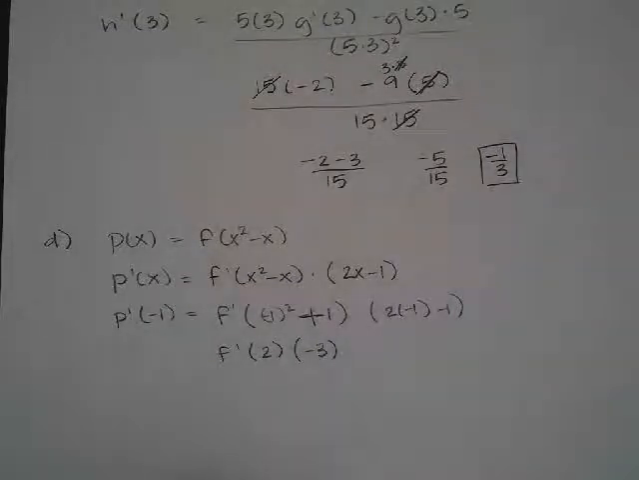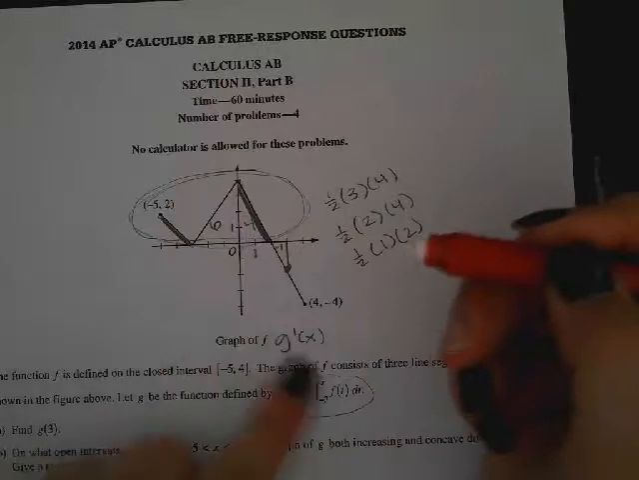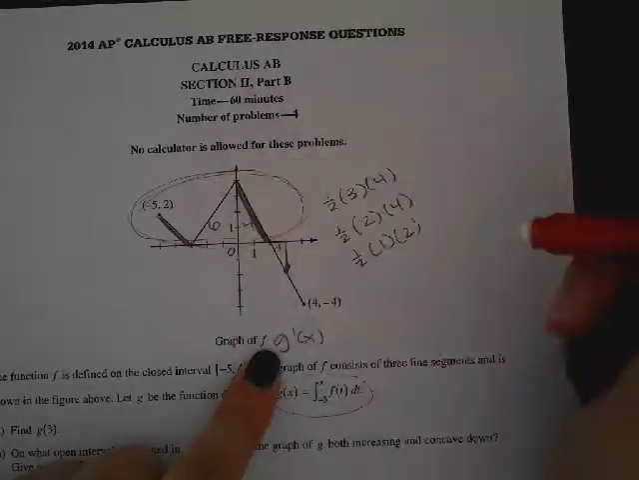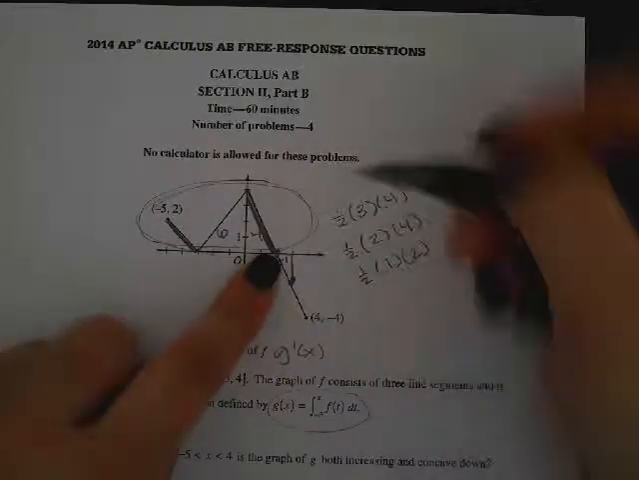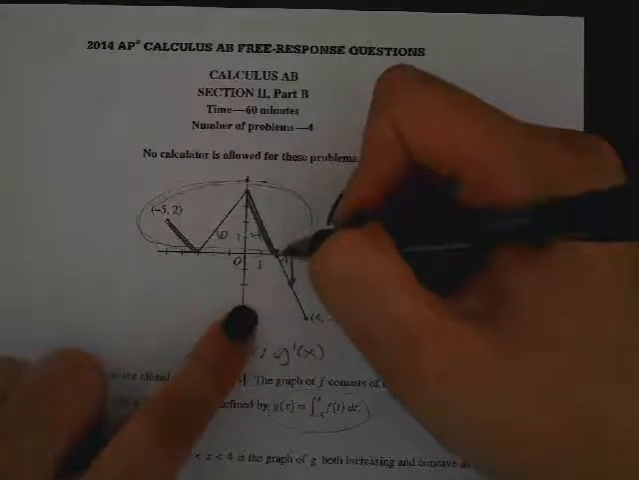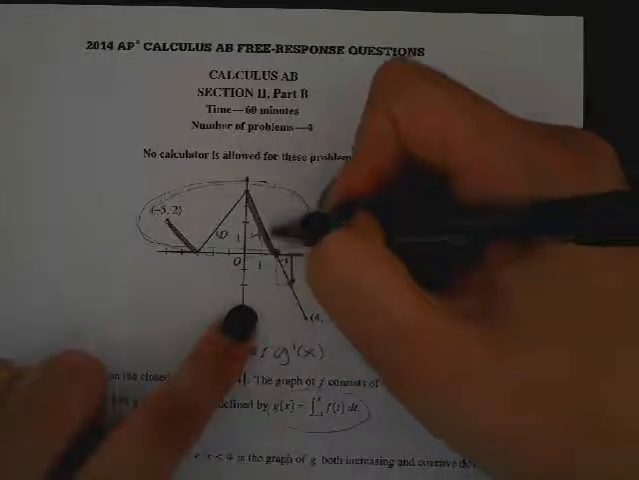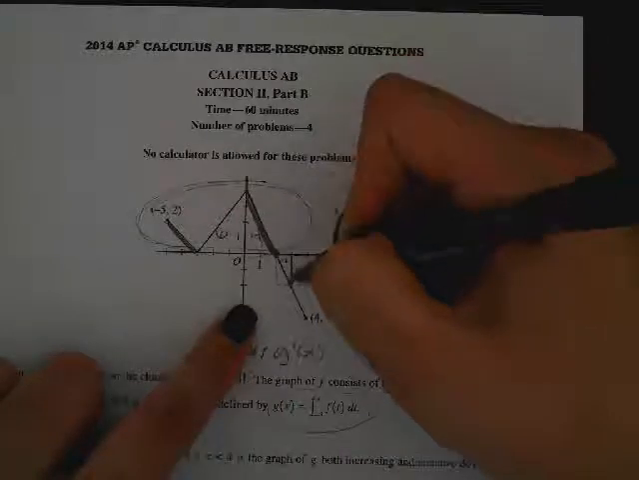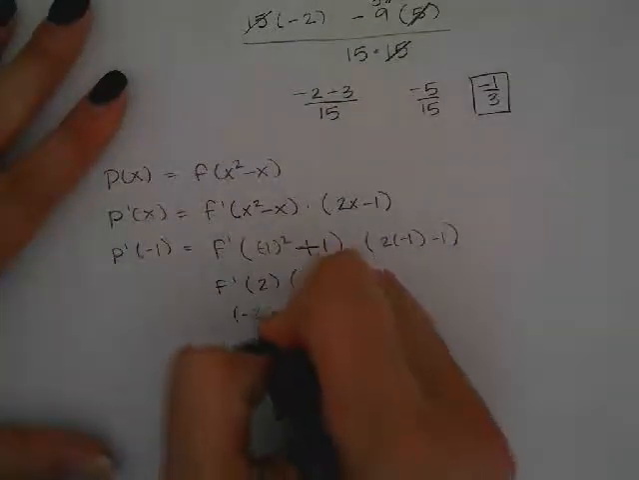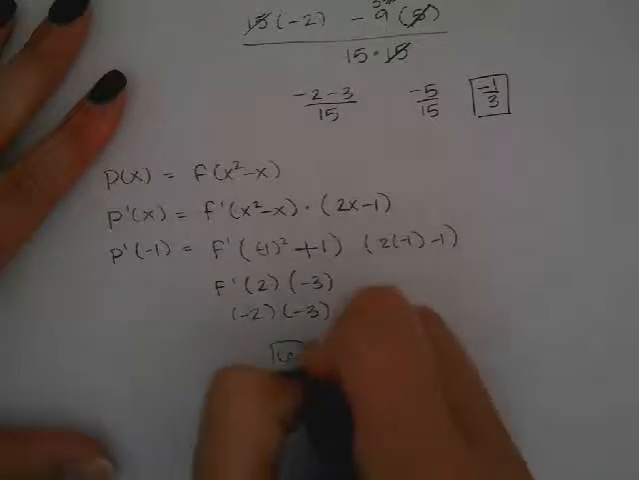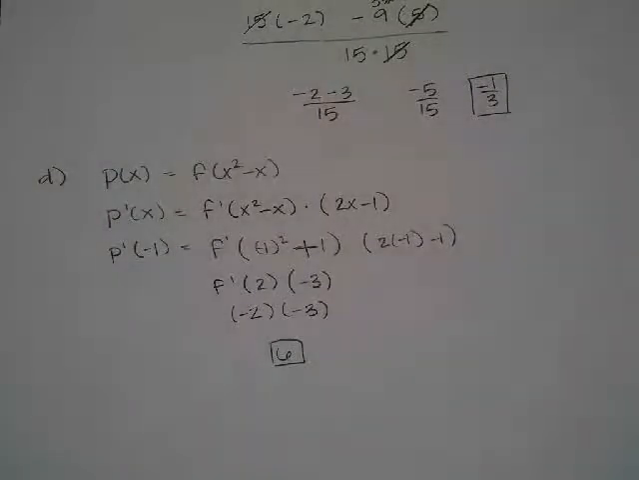So f prime of 2 means we're going back. I'm going to erase this and say, okay, instead of thinking of it as g, this is the graph of f. Now I need the slope of that graph at an x value of 2. So an x value of 2 here is here. What's the slope of that graph? Well, at this point, it's going down 2 over 1, down 2 over 1. So the slope here at 2 is negative 2. So I'm going to say that this is negative 2 times negative 3. And so that derivative evaluated at negative 1 is 6.